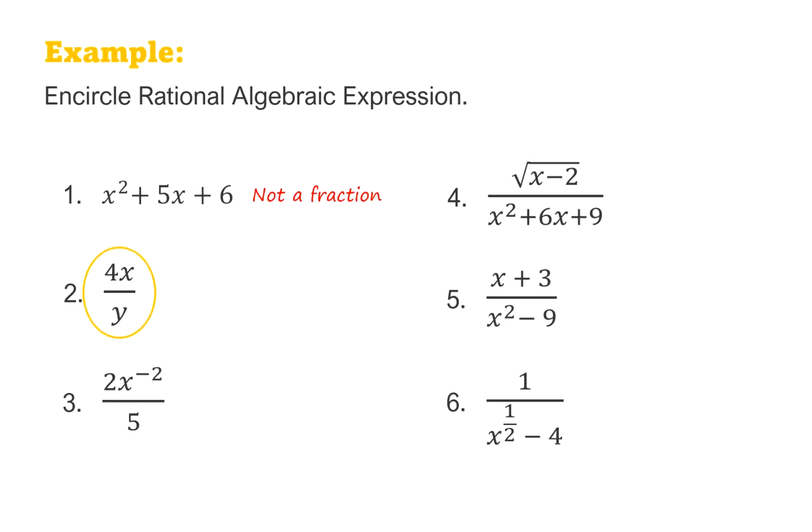So, how about number 3? Rational expression ba ito? No. Bakit? Because meron siyang negative exponent, kaya hindi siya rational. How about sa number 4? Number 4 ba ay rational expression? No. Why? Kasi yung kanyang variable ay nasa loob ng radical sign. So, hindi po pwede yun.